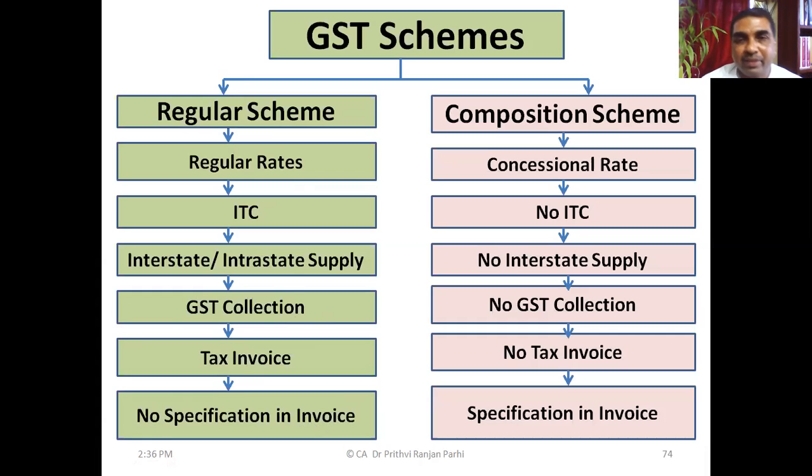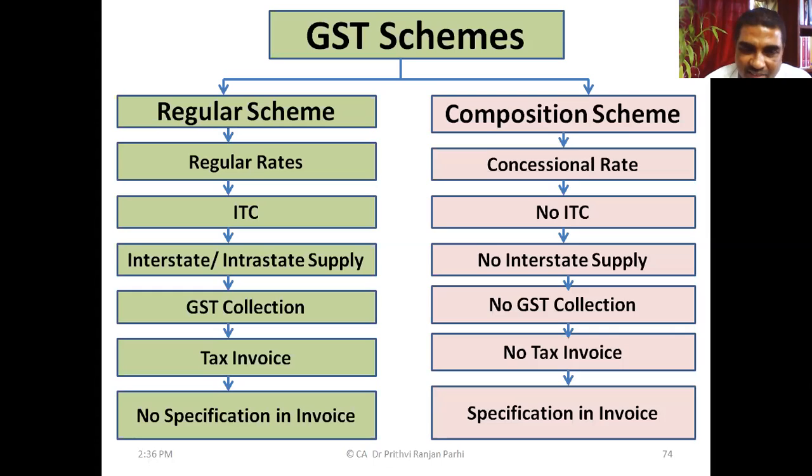But if a supplier opts for the composition scheme, the first benefit is that he can go for concessional rates. He'll be charged at a different rate, sometimes 1%, sometimes 6%, sometimes 5%. It depends, and we'll be learning that. We have learned a little bit of that earlier. So here the GST rate will be consistent. But a composition scheme supplier cannot avail ITC, that is, cannot take input tax credit. This is one more feature. You are aware of this.